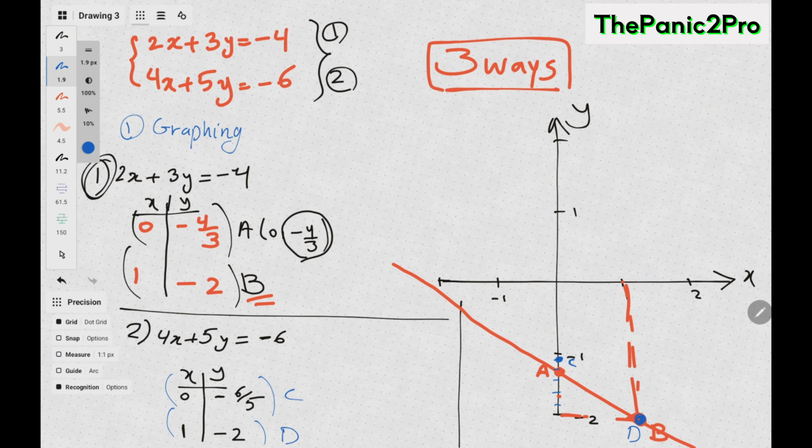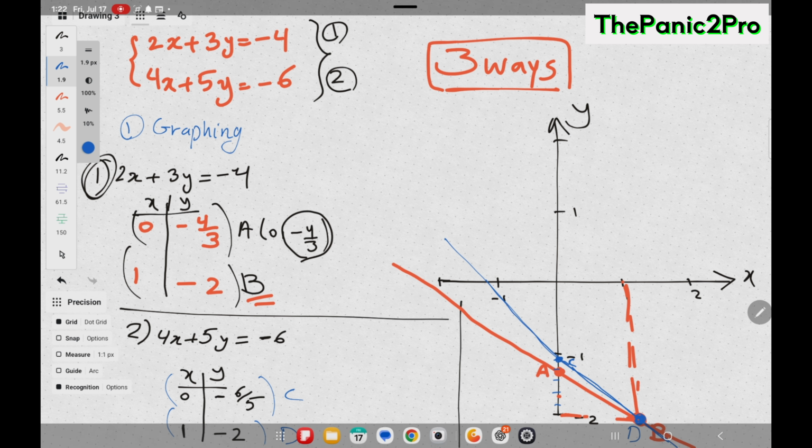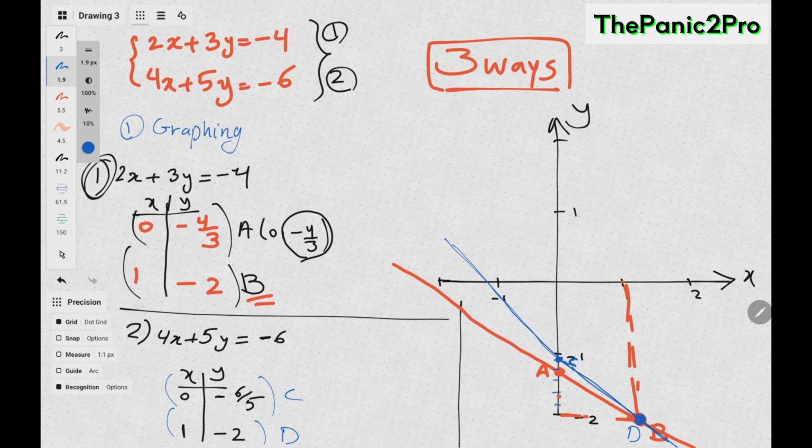And we are going to connect them together. We're going to connect C to D. And that's a rough estimate line, right? And then we figure out where they are meeting. They are meeting at point B or D here, right? And then the solution is this point where they are passing each other, which is 1 and minus 2. So this is the solution, right?